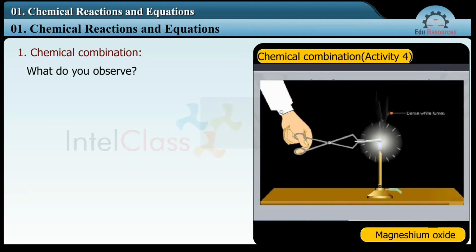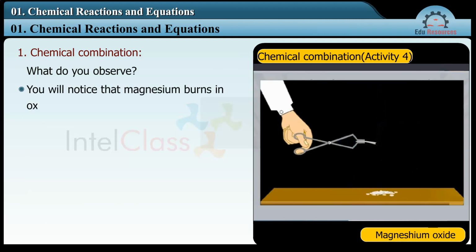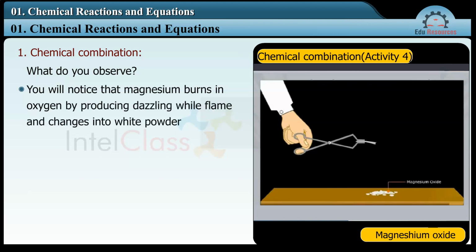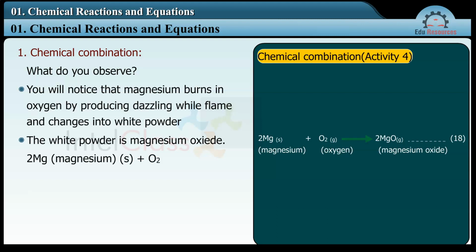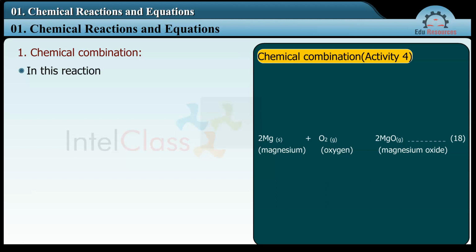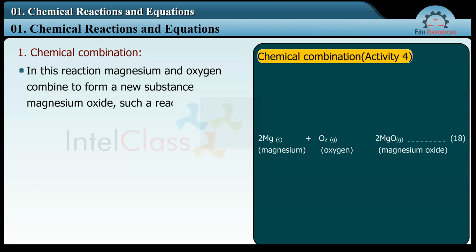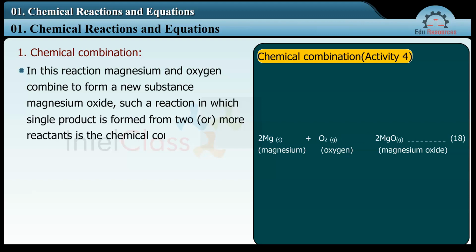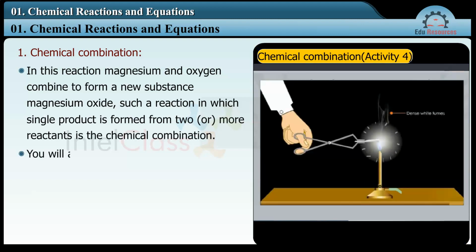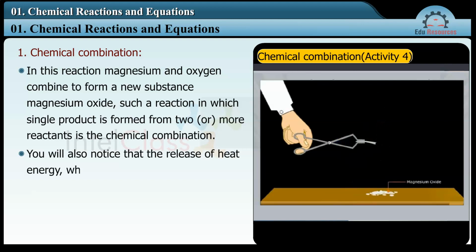What do you observe? You will notice that magnesium burns in oxygen, producing a dazzling white flame and changes into a white powder. The white powder is magnesium oxide. 2Mg + O2 gives rise to 2MgO. In this reaction, magnesium and oxygen combine to form a new substance, magnesium oxide. Such a reaction in which a single product is formed from two or more reactants is a chemical combination. You will also notice the release of heat energy when magnesium is burnt in air.